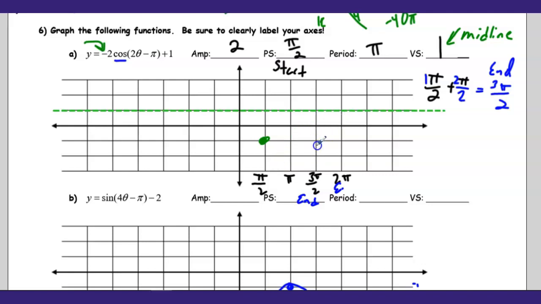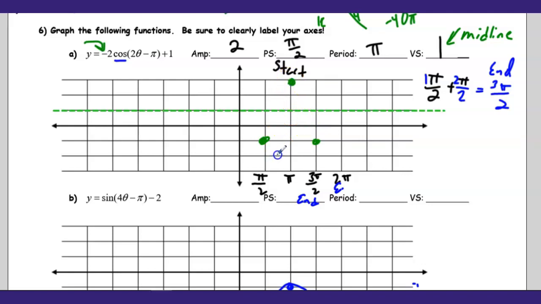And since it ends here, I'm going to go down 2. And then see the middle, that's where it begins, that's where it ends. All right. Negative 2, I had to go down 2. Now, the middle of cosine, remember, cosine does this, right? Okay, so that's a sketch. The middle goes up 2.